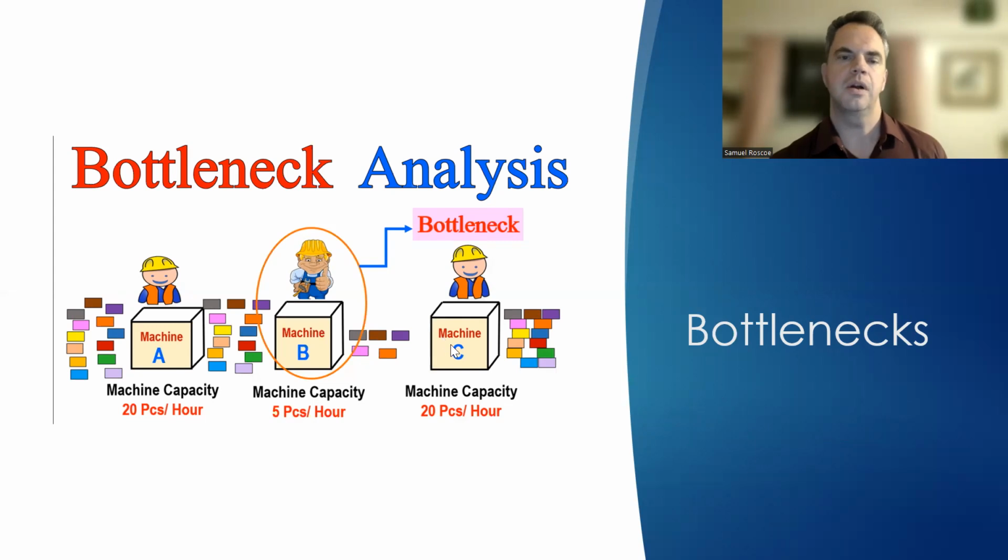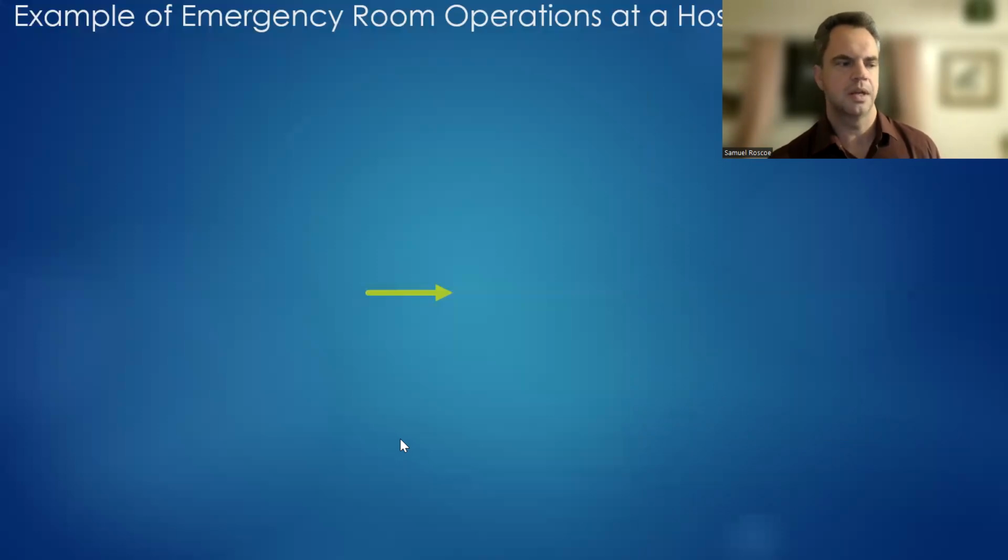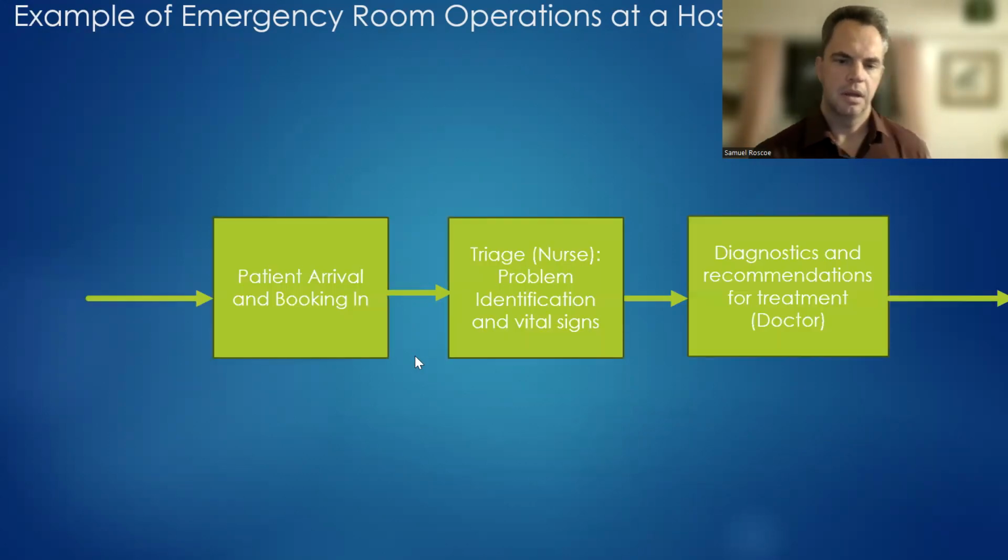Okay, so moving on to this concept of bottlenecks and understanding how we identify those bottlenecks. A couple of tools that we can use that we're going to talk about here. There is the theory of constraints, which is always useful, and that will come into play here. And that's been made famous by Goldratt. But we'll also talk about using non-value adding and value adding time. So here we're going to use an example of an emergency room operation at a hospital.